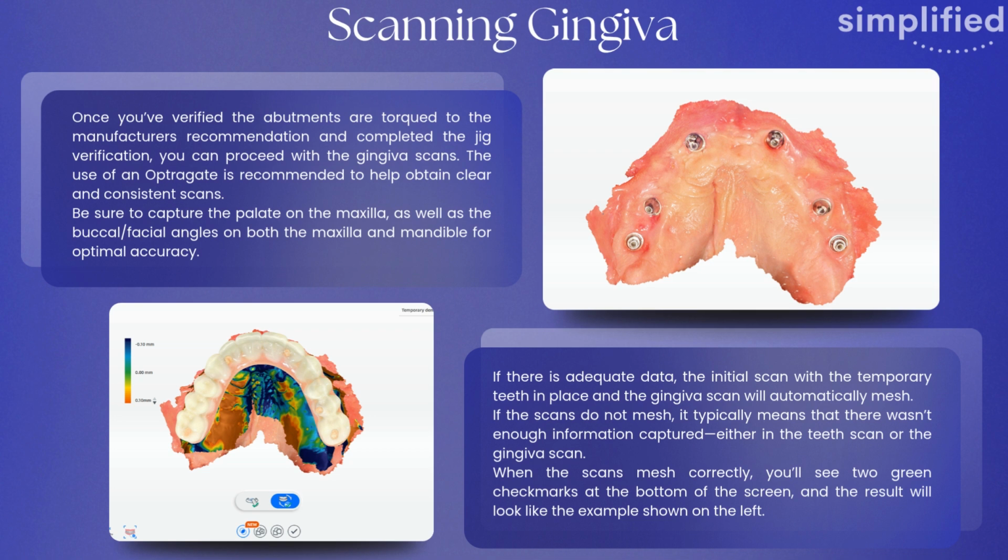If there is adequate data, the initial scan with the temporary teeth in place and the gingiva scan will automatically mesh. If the scans do not mesh, it typically means that there wasn't enough information captured, either in the teeth scan or the gingiva scan. When the scans mesh correctly, you'll see 2 green check marks at the bottom of the screen, and the result will look like the example shown on the left.